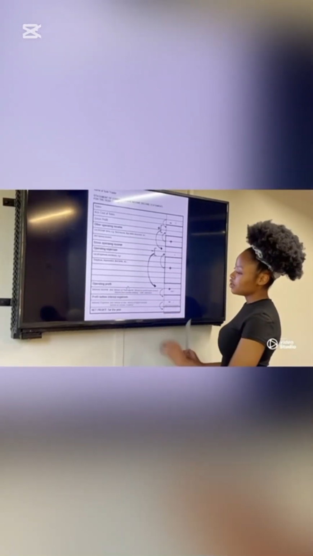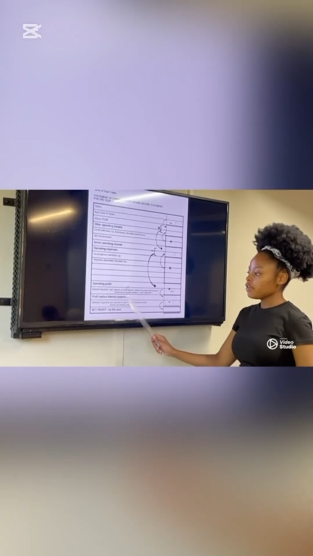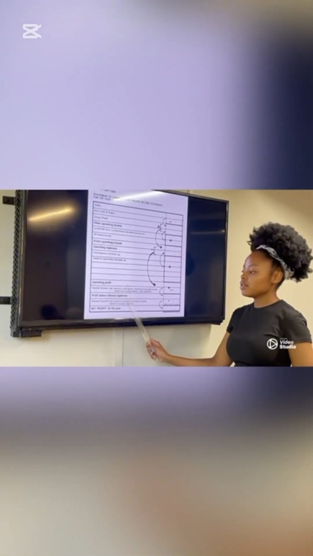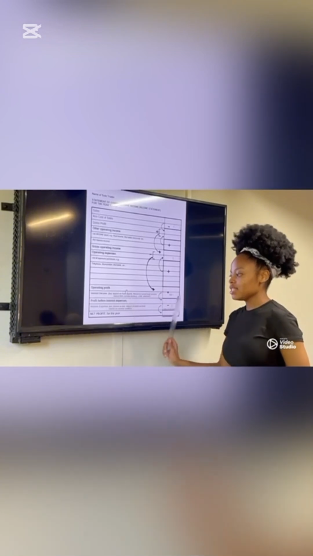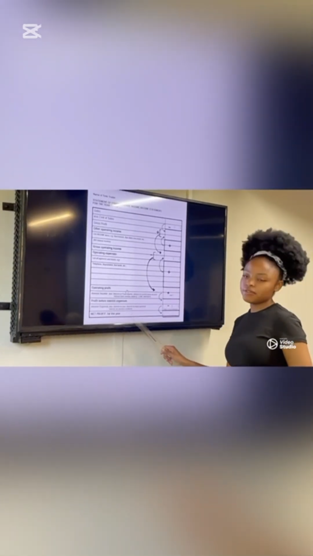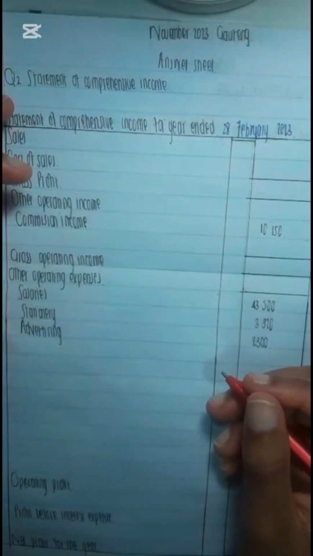Now at the end, you have to take your profit before interest expense. You have to deduct our interest expense from the profit before interest expense, and then you get our profit for the year.